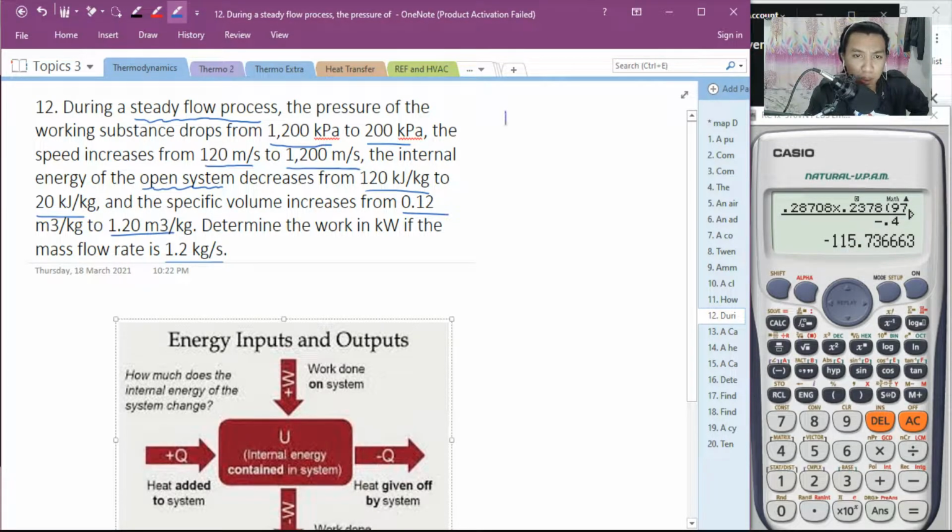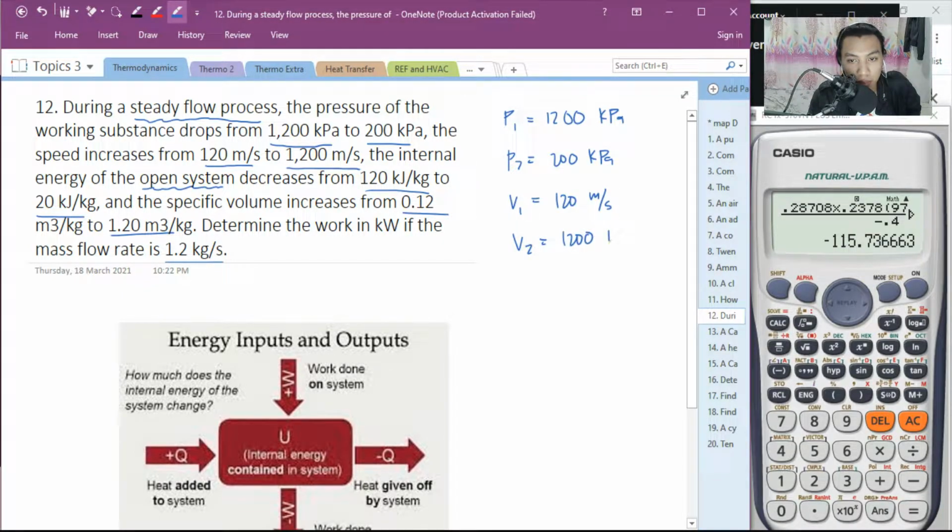So, pressure 1 is 1,200 kPa. Pressure 2 is 200 kPa. Then, the speed increases from V1, 120 meter per second. V2 is 1,200 meter per second.